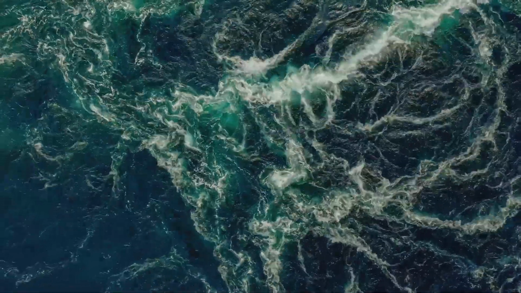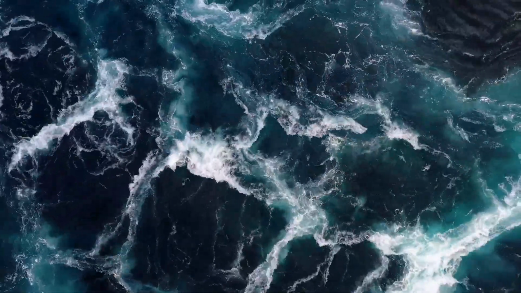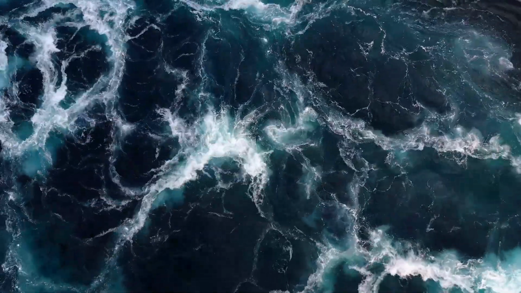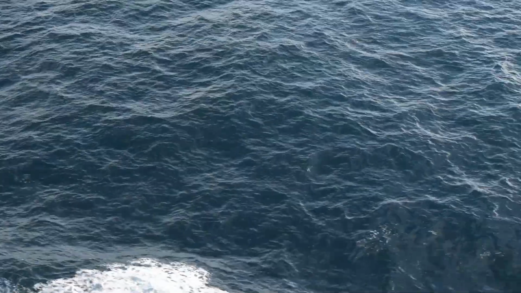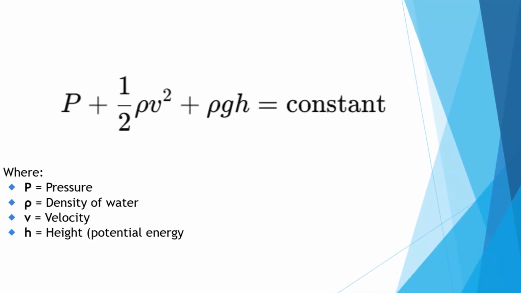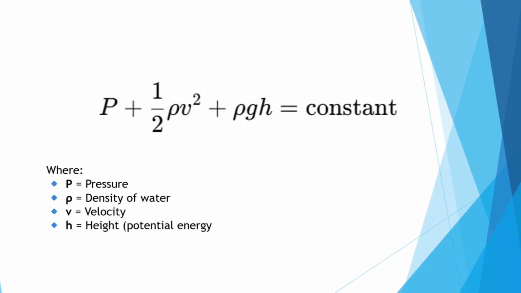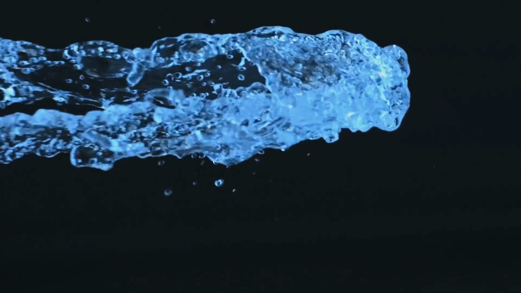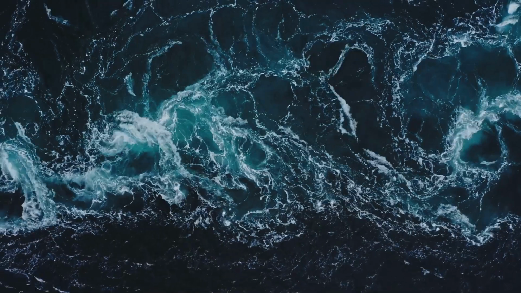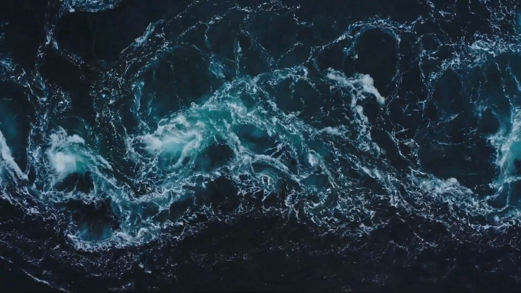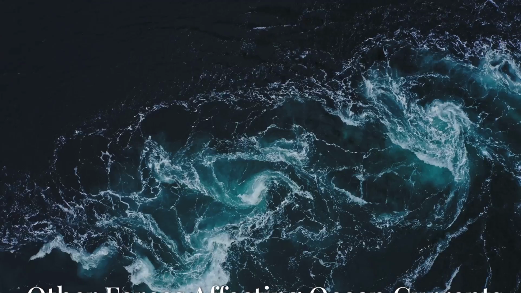According to Bernoulli's equation, the total energy of a fluid remains constant. It's just converted between kinetic energy, which is motion, and pressure energy. So, when ocean water speeds up, its pressure decreases, and vice versa. The key equation here is P plus 1/2 rho v squared plus rho g h equals constant, where P is pressure, rho is the density of water, v is velocity, and h is height, or potential energy. For example, as the Gulf Stream moves toward Europe, it slows down. This increases its pressure and helps to moderate European climates.